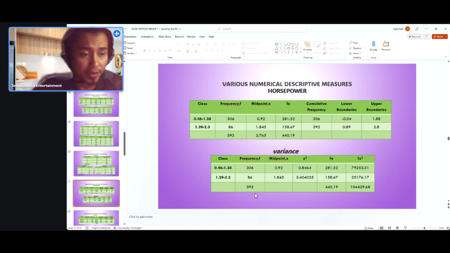Okay, so these are the various numerical descriptive measures for horsepower. You look at that: the class, frequency, midpoints, FX, cumulative frequency, lower boundaries, and upper boundaries.